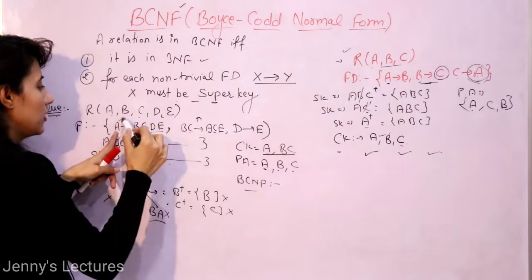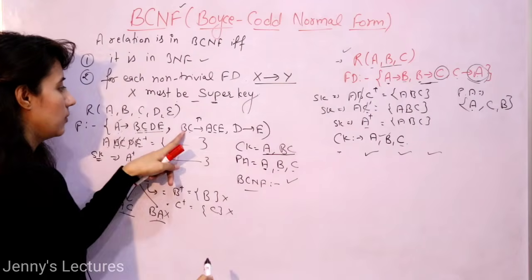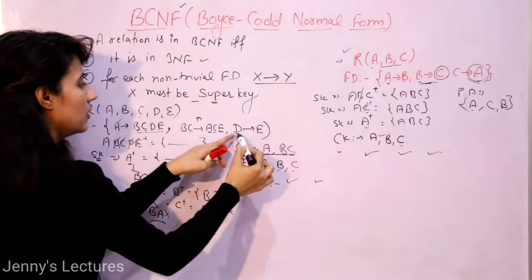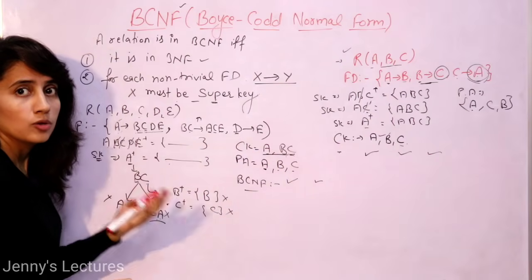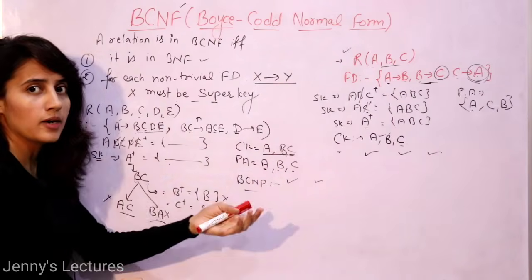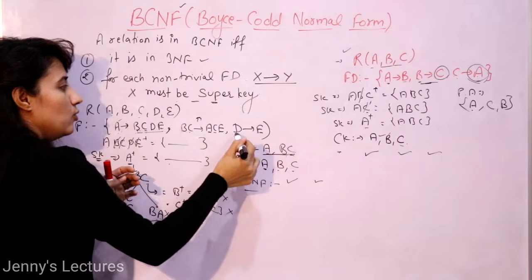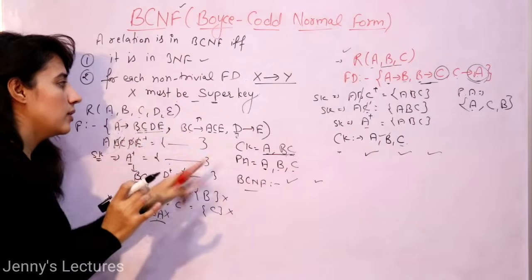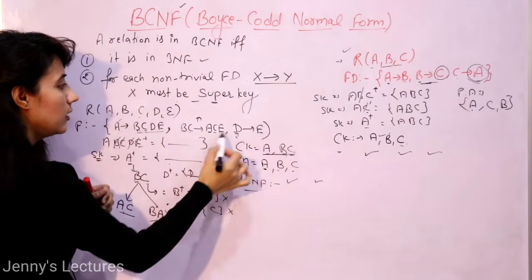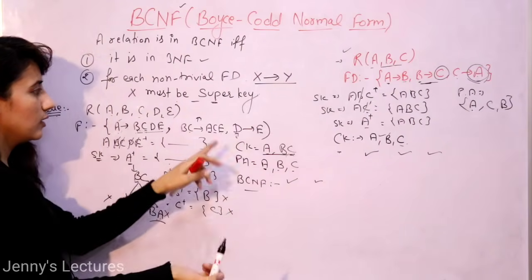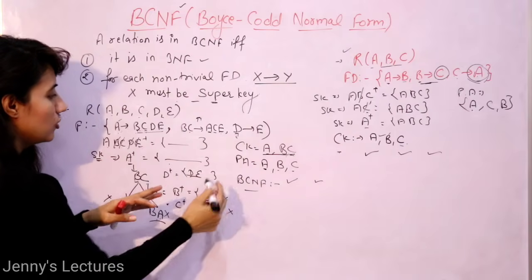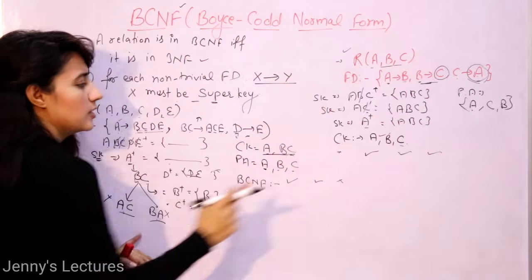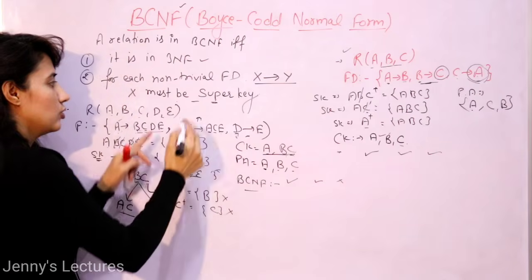A is a super key, yes, so this is satisfying the BCNF property. BC is a super key, yes, because BC is a candidate key, definitely it is a super key. Is D a super key? No, D is not even a prime attribute, and if you still want to check, you can find the D closure. If D closure contains all the attributes, then that would be a super key, but D closure contains only D and E. Nothing else we can derive. So this is not a super key. Because of this property it is violating the BCNF rules. So this is not in BCNF.